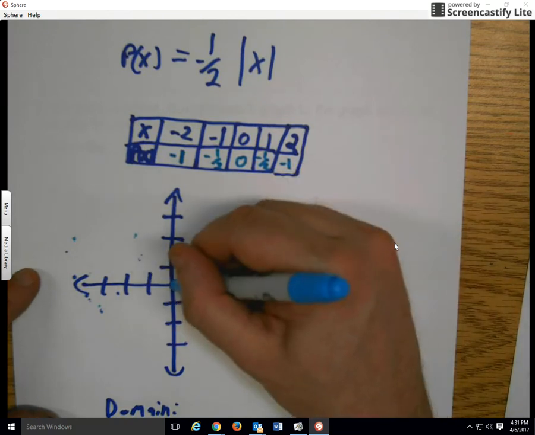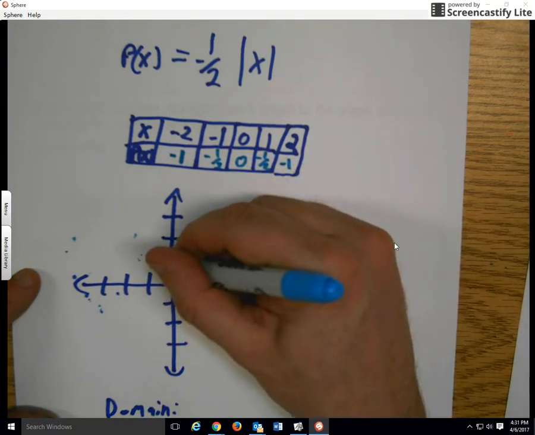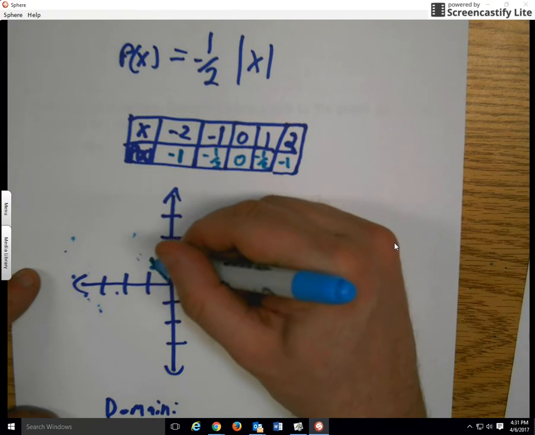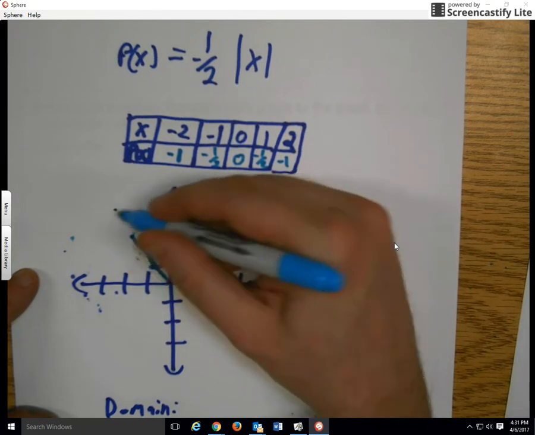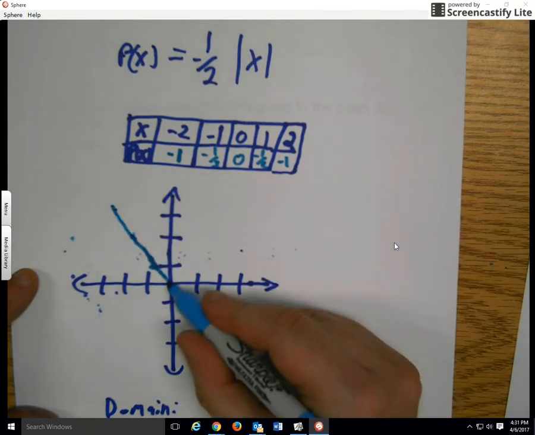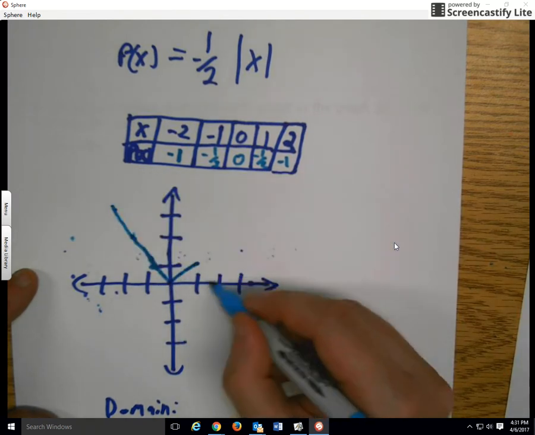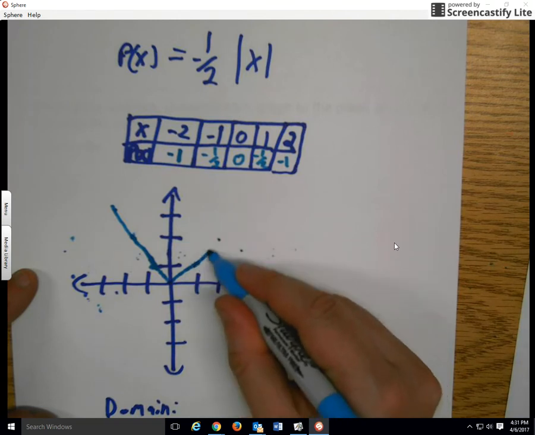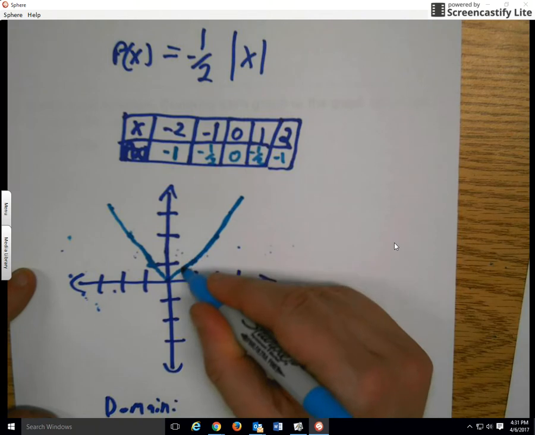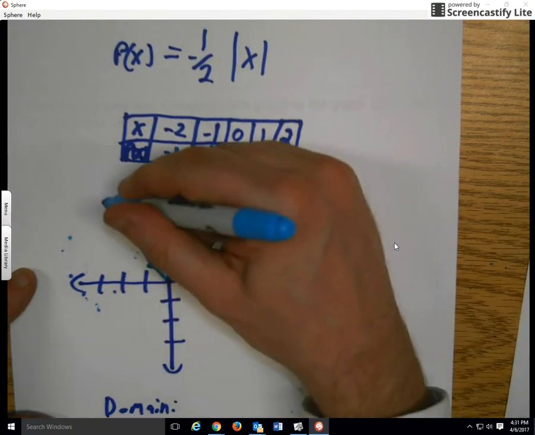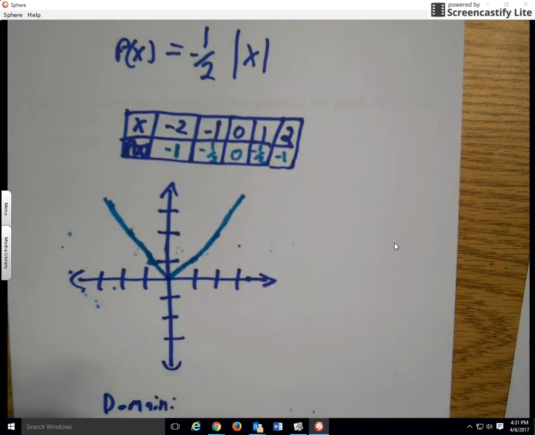So again, if we had that parent function already in there, let's see if I can do this. 1, 2 is 2, 3 is 3 would be about right there. And we do the same thing on this side. 1 and 1, 2 and 2 would be right there. 3 and 3 would be right there. Okay, sorry, it's a little crooked. If this was the parent function, how would we move it?